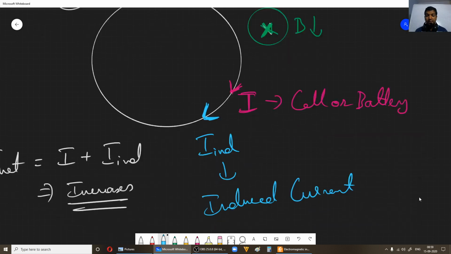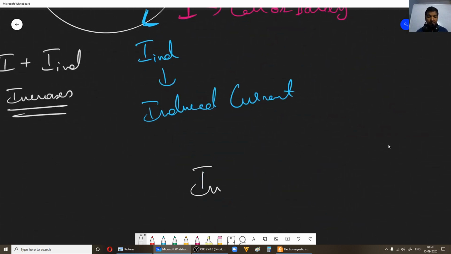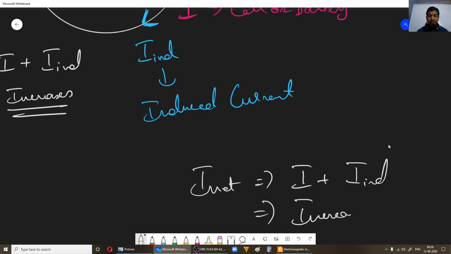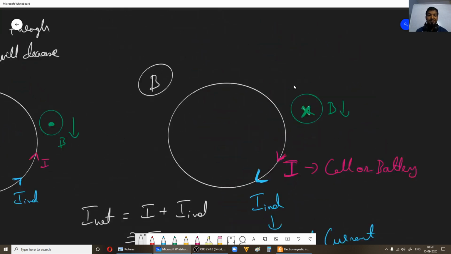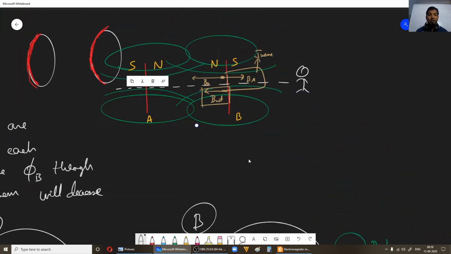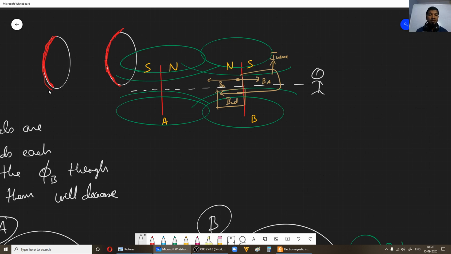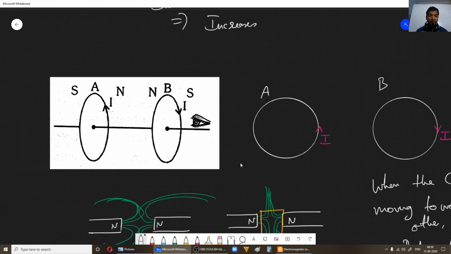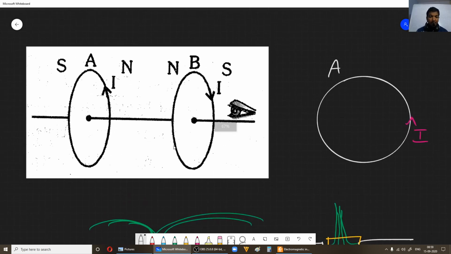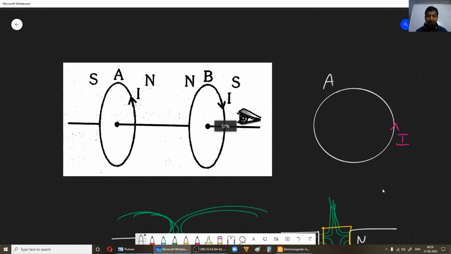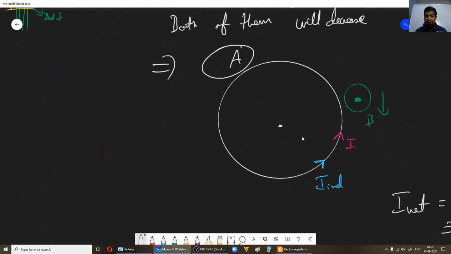So what do you notice? In both the cases, the net current will be I plus I induced. So the current in this case also will increase. With respect to this figure, you have two coils. In both the coils the current flows in opposite sense. In coil A, the current is flowing anti-clockwise with respect to the observer. In coil B, the current is flowing clockwise with respect to the observer. So this is the end result we get. I hope you have understood.